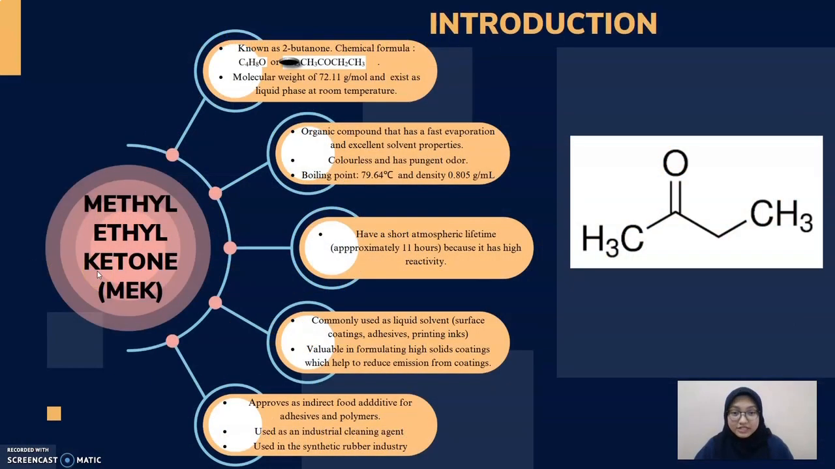Today, we would like to present the production of methyl ethyl ketone, MEK. Now for the introduction, methyl ethyl ketone, MEK, is also known as 2-butanone and has a chemical formula of C4H8O. MEK has a molecular weight of 72.11 gram per mole and exists as a liquid at room temperature. MEK is an organic compound that has fast evaporation and excellent solvent properties. The boiling point of MEK is 79.64 degrees Celsius and its density is 0.805 gram per ml.